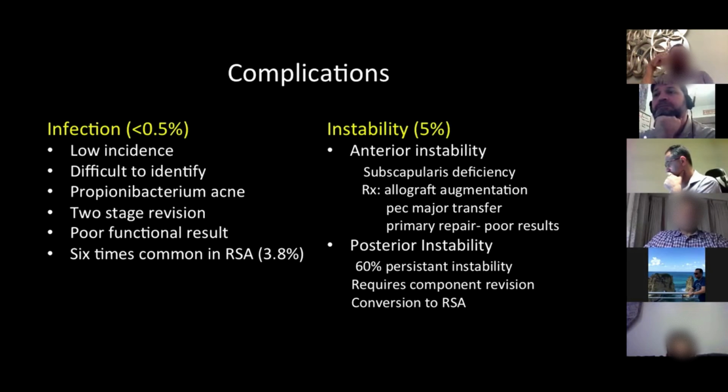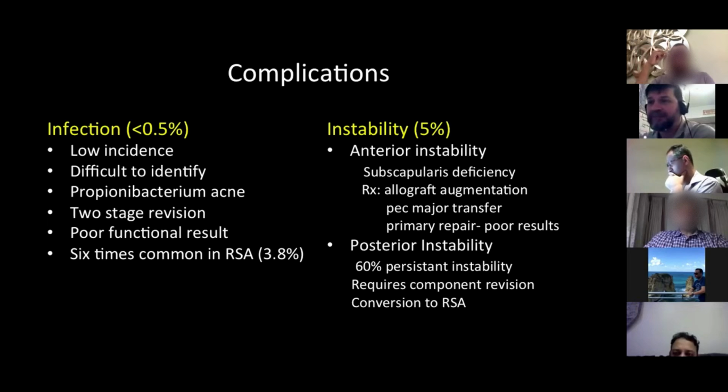The rate of instability after shoulder arthroplasty is estimated to be 5%. Anterior instability is usually associated with subscapularis deficiency because of failure or inefficient repair. In the management of anterior instability, direct primary tendon repair is associated with a high failure rate and usually requires an allograft augmentation or pectoralis major transfer.